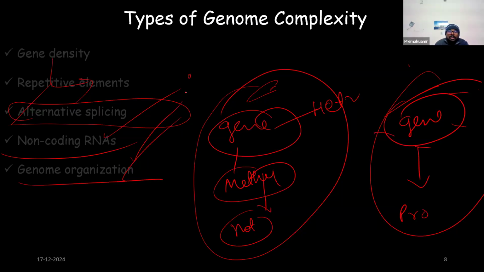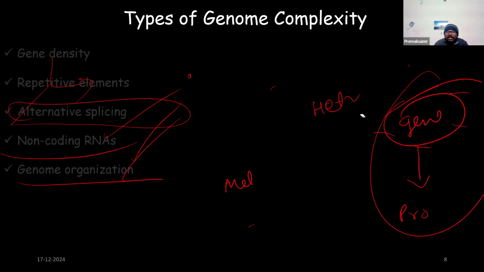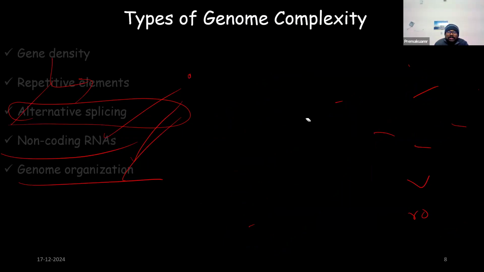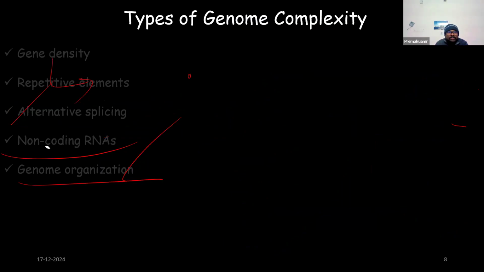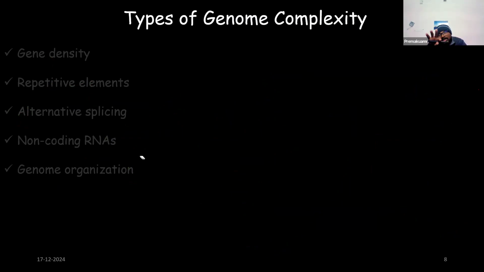Okay, at what level does complexity arise? Understood? At the gene number level, there is a complexity. Because of repetitive genome, there is a complexity. Because of alternative splicing, there is a complexity. Because of non-coding RNA, there will be a complexity. Based on the methylation pattern, where the particular gene is present in the genome is also one of the complexities.